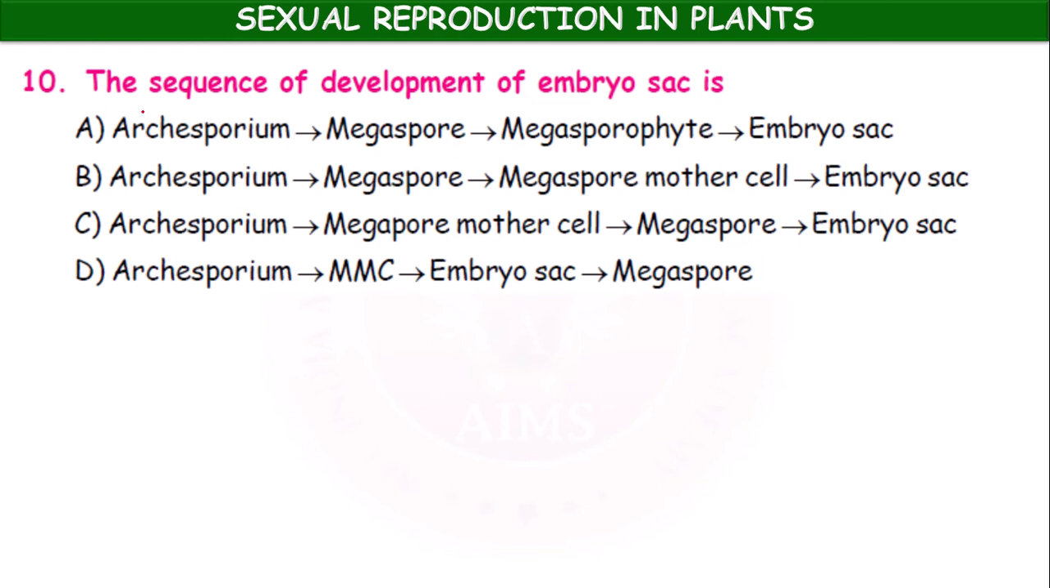Okay? The sequence of development of embryo sac. Archesporium, megaspore, megasporophyte, embryo sac. Archesporium, megaspore, megaspore mother cell, embryo sac. Archesporium, megaspore mother cell, megaspore, embryo sac. Archesporium, megaspore mother cell, embryo sac, megaspore. What is the correct sequence? So, it is Archesporium, megaspore mother cell, megaspore and embryo sac. C.